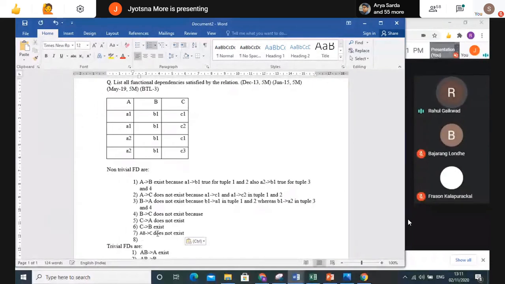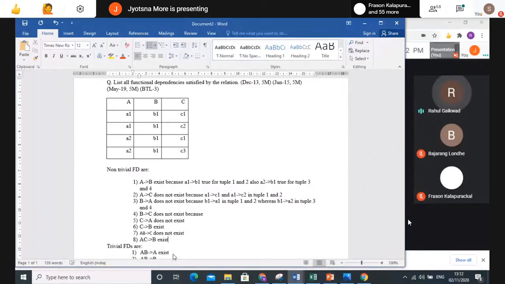There are other combinations. AC determines B. AC determines B. Is it possible? Exists. Yes, ma'am. Exists. We will check. AC determine B. A1 C1 determines B1. A1 C1 is not there. A1 C2 is there. A2 C1 is not there. A2 C3 is not there. And they are determining whatever value they determine. The left side is different. So it exists. Okay, there is another reason to say AC determine B. You know why? Any other combination we left?